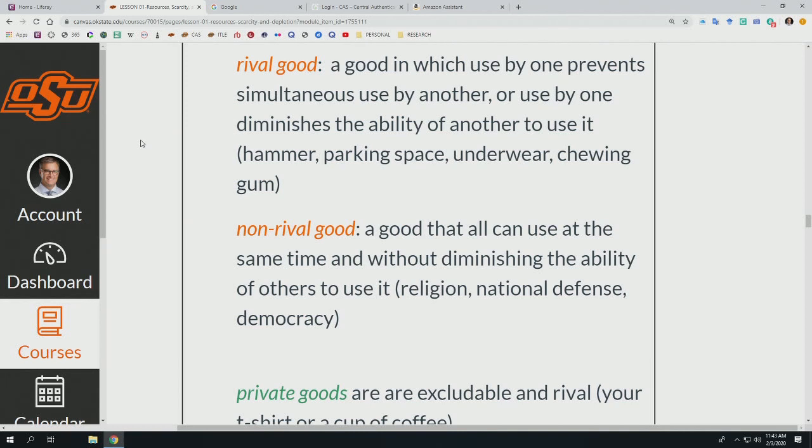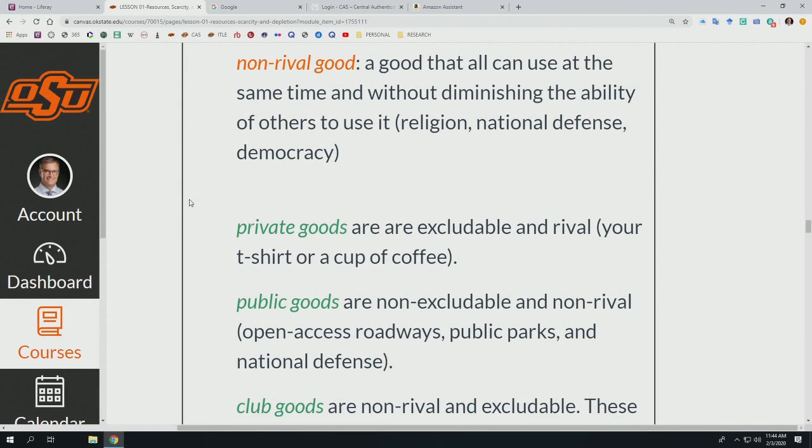But that doesn't mean that somebody else can't come along and pick it up and use it as well later, if I'm not using it. So parking space, same sort of thing. Underwear, we can share underwear, but we can't wear it at the same time, usually. So, examples. Okay, and finally, a non-rival good.